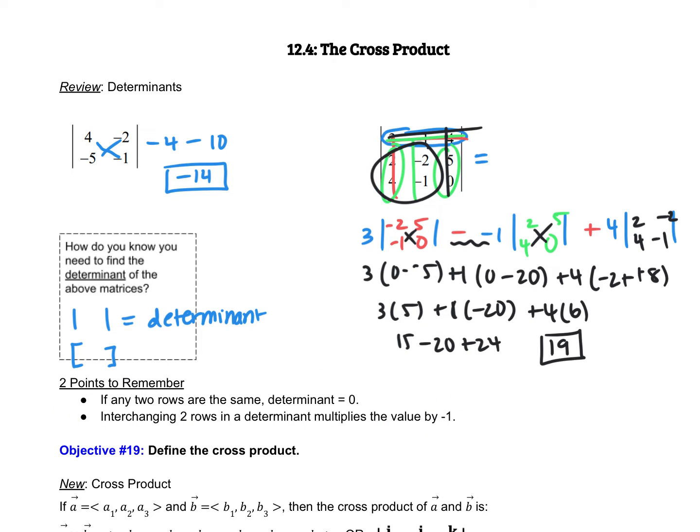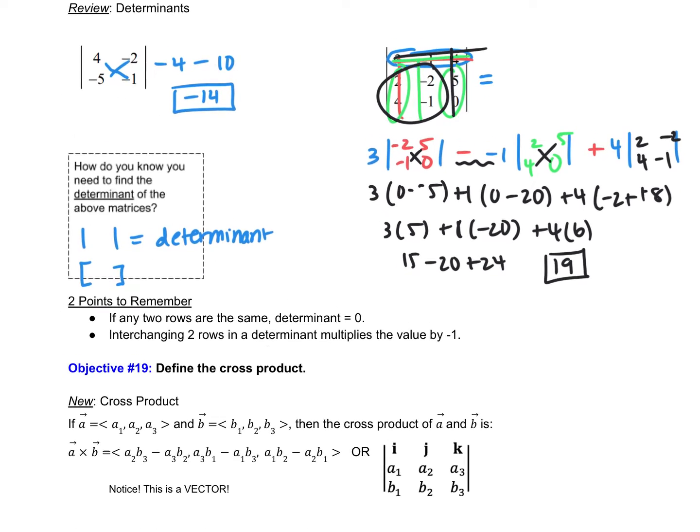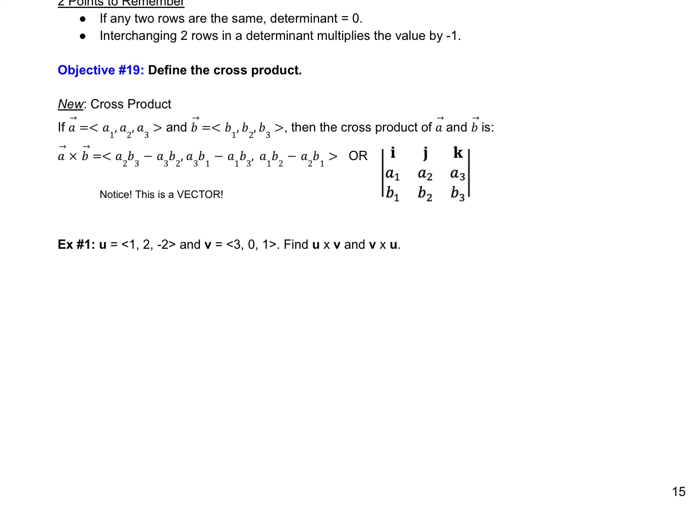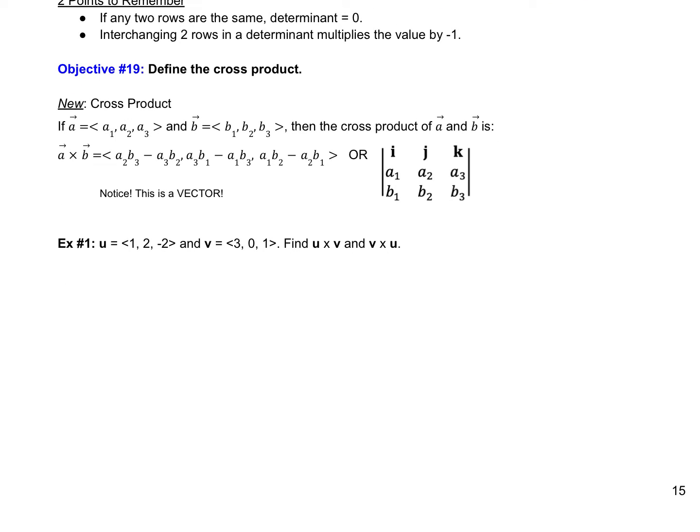But 2 points to remember. If you ever have a matrix where 2 rows are the same, the determinant is automatically 0. Secondly, if we interchange 2 rows in a matrix, it's going to multiply the determinant by -1. And that can sometimes be helpful. So you should be asking yourself, why do I care about this? And that's because of what we're learning today, which is called the cross product.